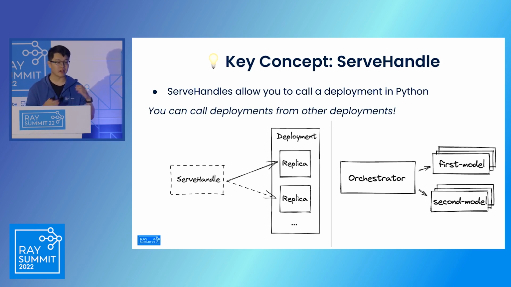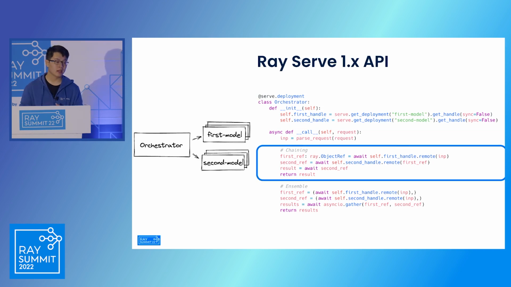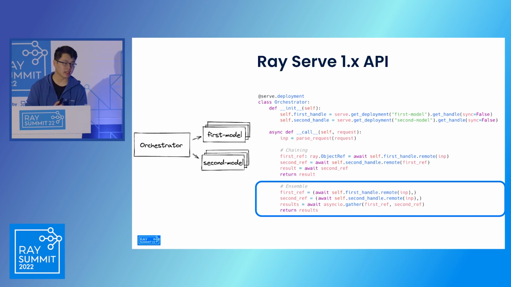For example, right here, you can have an orchestrator that calls the first model and the second model, all using these two simple APIs. Right here, I'm trying to walk through how you would actually implement it in the 1.0 API. Essentially, we can have an orchestrator deployment that will get the serve handle to the first model and second model. And in a block, you will be able to perform this kind of chaining operation using the handle.remote API, or an ensemble operation using the handle.remote API as well. So it's infinitely flexible. It's very imperative.